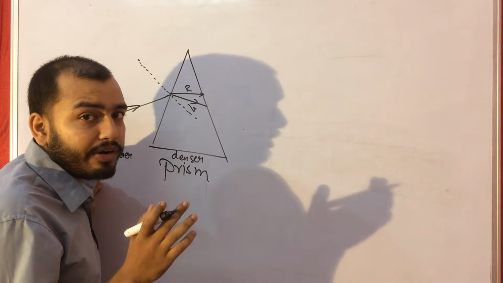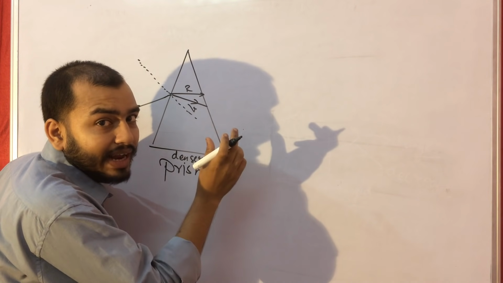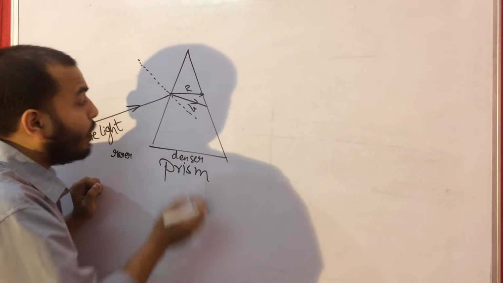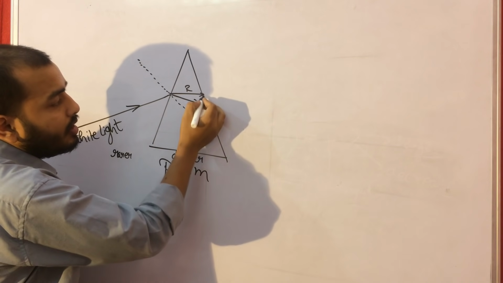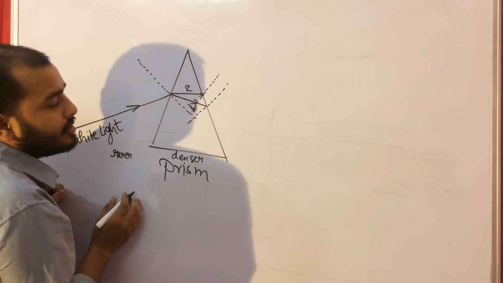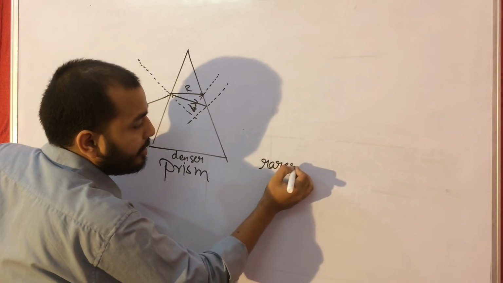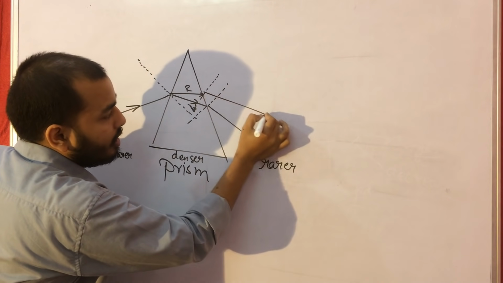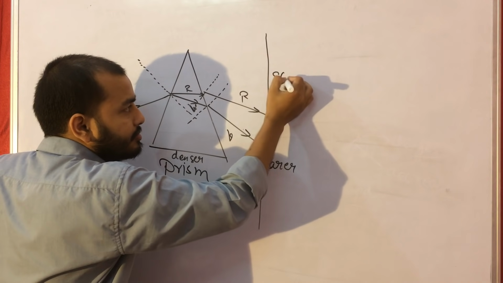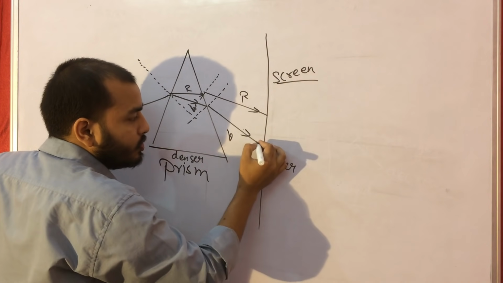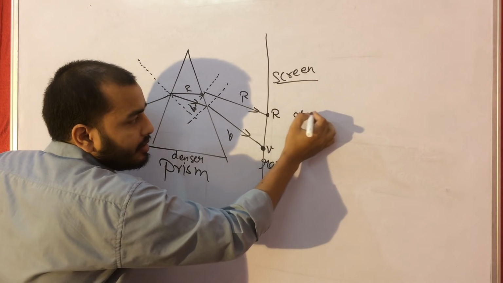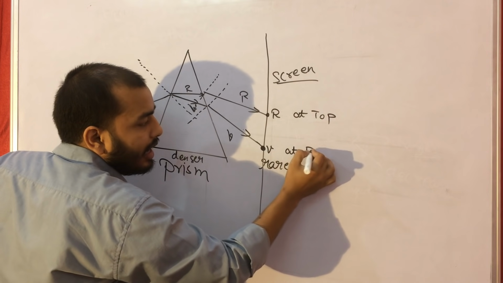Violet has maximum refractive index, and D, deviation. Violet deviates most. Here you draw the normal again, like this. Normal, perpendicular to the surface. It goes from denser to rarer, so it will bend away from the normal. Violet, red. Here is the screen. On the screen you see violet light at the bottom and red light at the top. Red at top, violet at bottom.